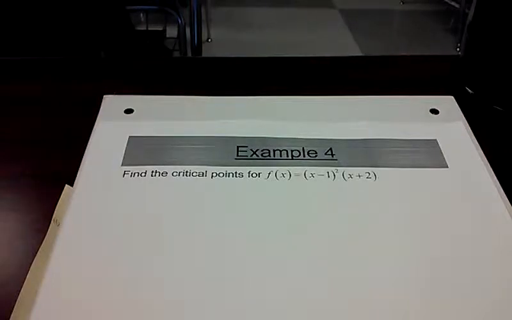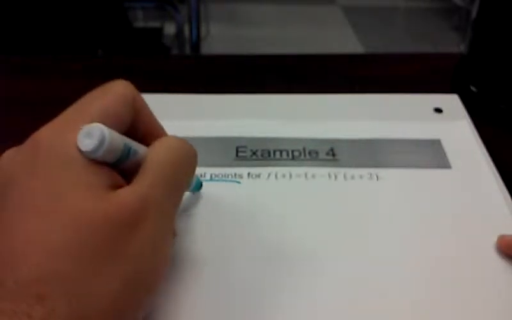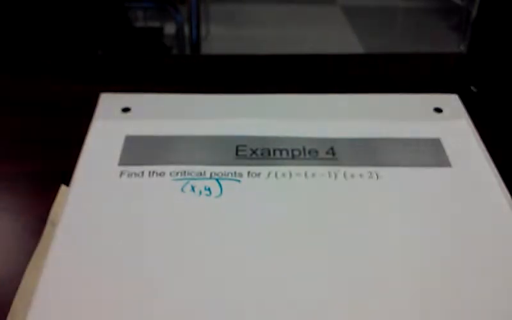All right, guys, for this problem it says find the critical points. Ooh, not critical numbers. So that means critical points. I want the x and the y for f of x is equal to (x minus 1) squared times (x plus 2). Well, the first thing I've got to do is find the derivative.